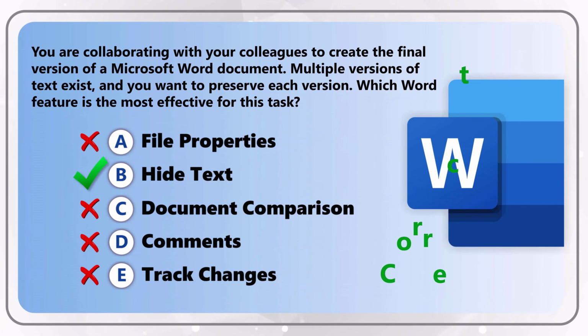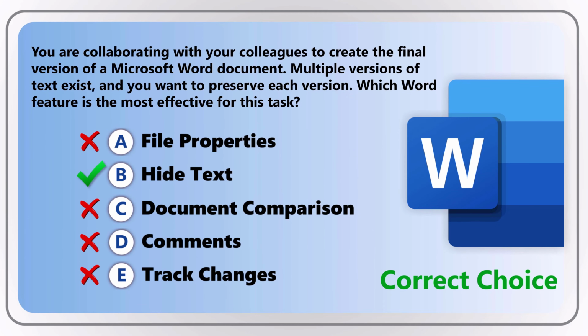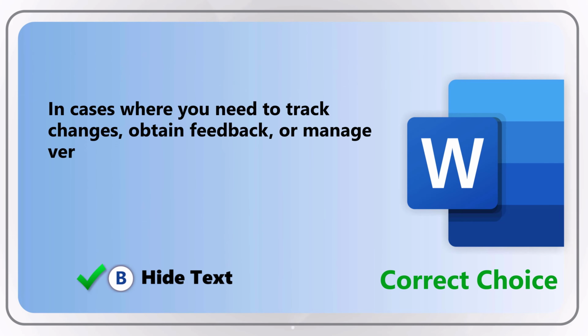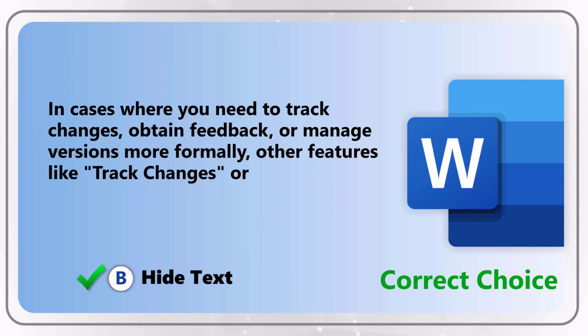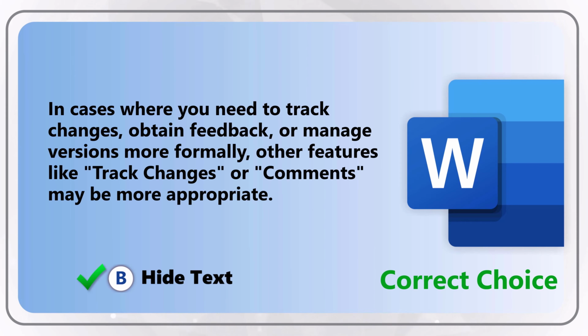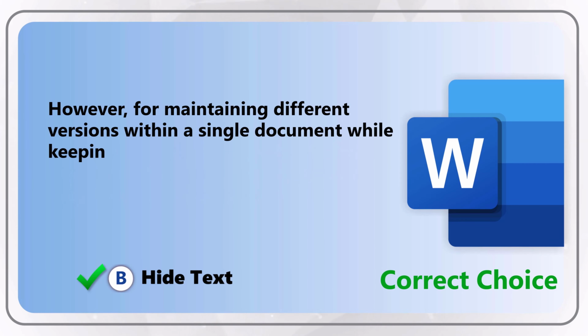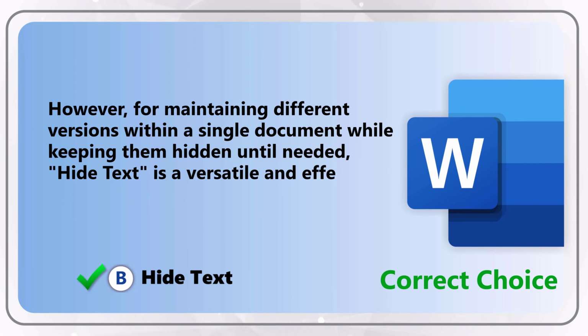So I believe the correct answer here is choice B, hide text. In cases where you need to track changes, obtain feedback, or manage versions, features like track changes or comments may be more appropriate. But in this particular case, for maintaining different versions within a single document, while keeping them hidden until needed, hide text is a very cool and effective option.